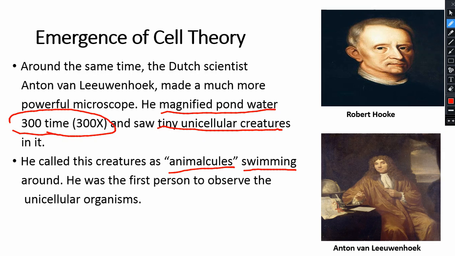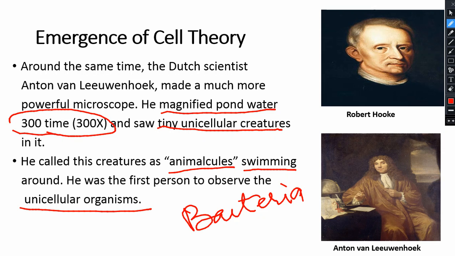So he was the first person to observe unicellular organisms. Scientists believe today that these unicellular organisms were bacteria. He was the first person who saw bacteria, or who saw the living cell. So he was the second person. Here is the picture of Robert Hooke, and here is the picture of Anton Leeuwenhoek.